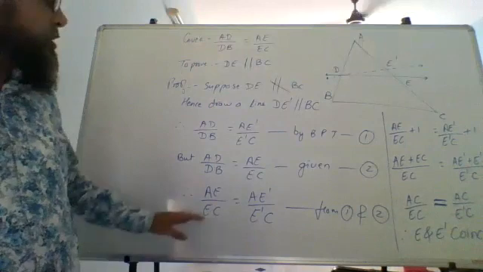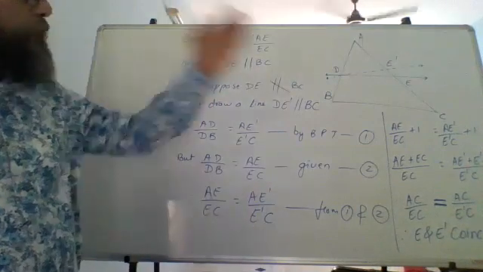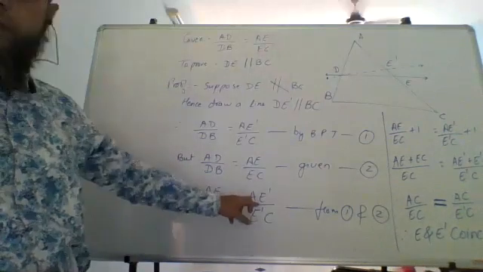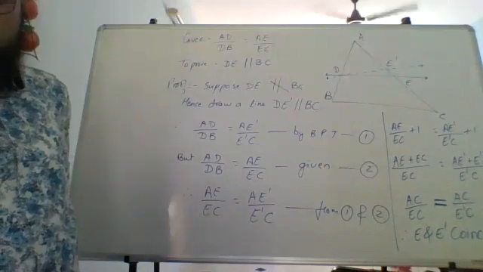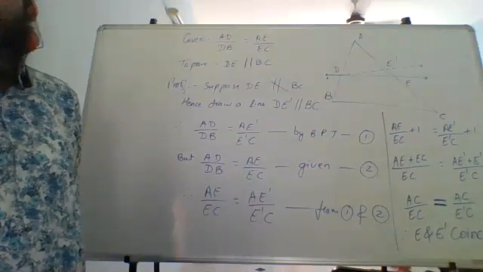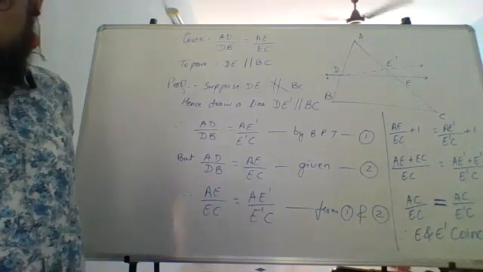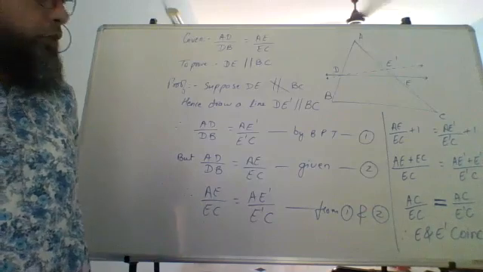Okay, so this is the converse of DPT. You don't even have to do all those things. You can say this equals this. Therefore, after this itself, you can say E and E dash must coincide, that is, E and E dash are the same point. Therefore, DE is parallel to BC.